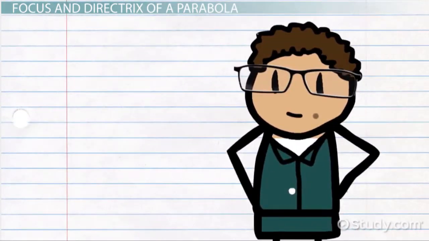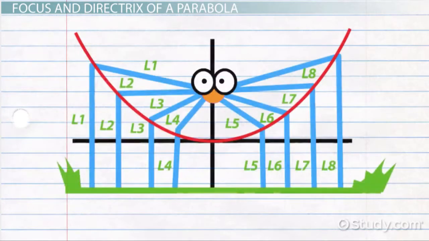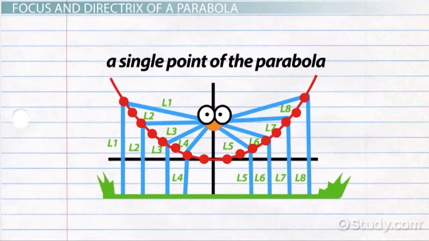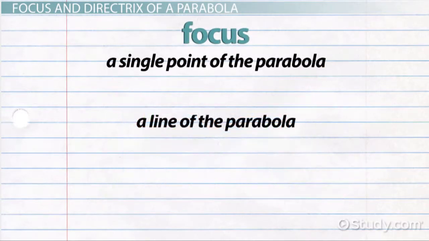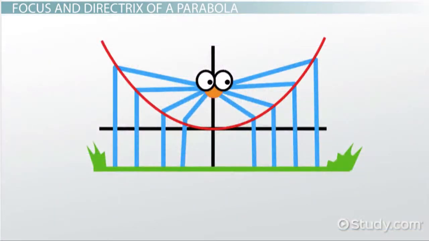To introduce these characteristics, let's look at the formal definition of a parabola. The formal definition of a parabola is the set of all points that are the same distance from a single point of the parabola, called the focus, and a line of the parabola, called the directrix. Now let's let Melvin illustrate this.